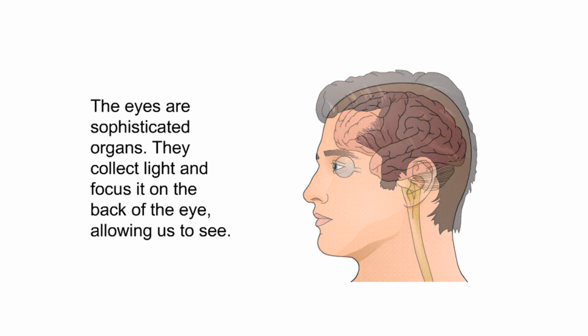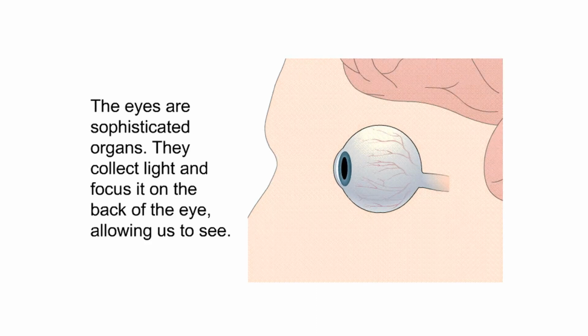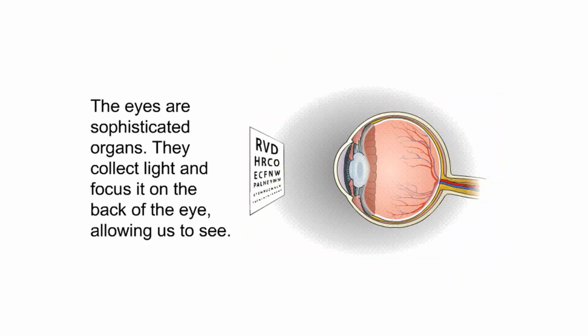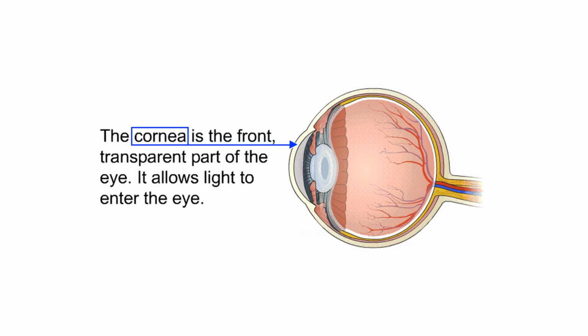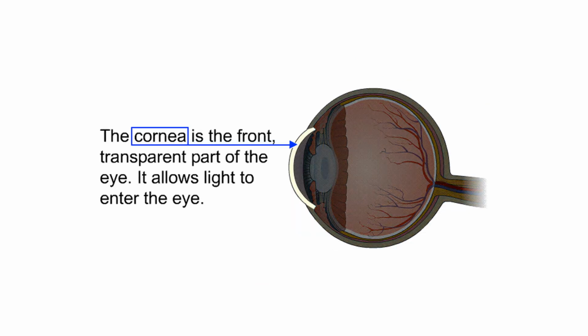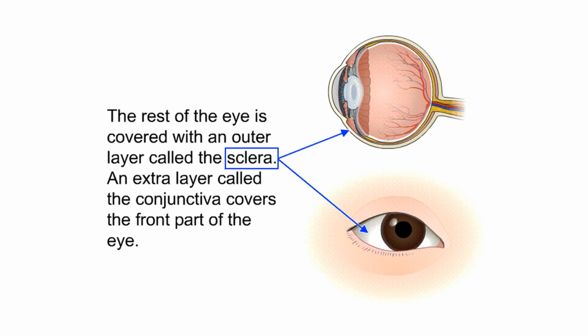The eyes. The eyes are sophisticated organs. They collect light and focus it on the back of the eye, allowing us to see. The cornea is the front, transparent part of the eye. It allows light to enter the eye. The rest of the eye is covered with an outer layer called the sclera. An extra layer called the conjunctiva covers the front part of the eye.